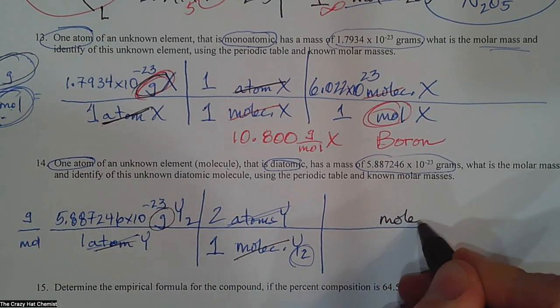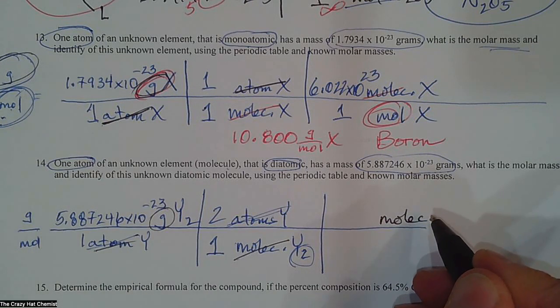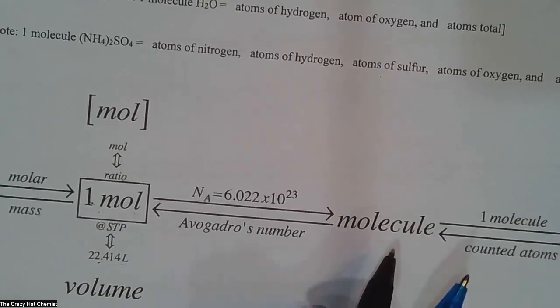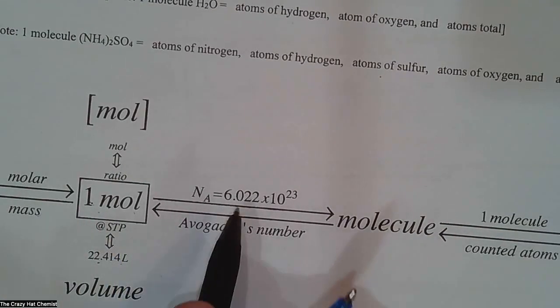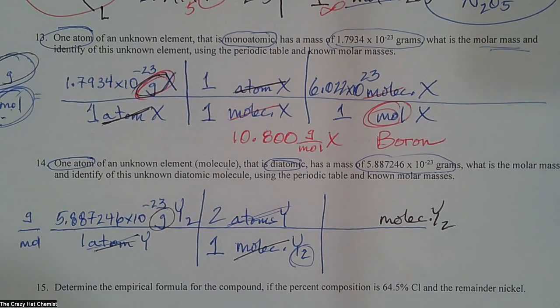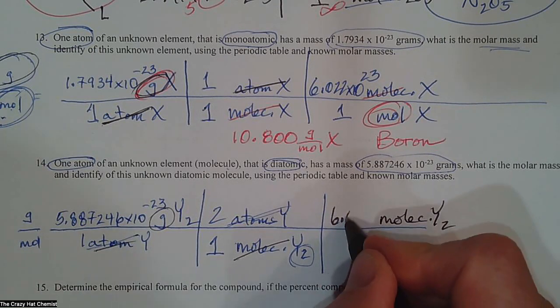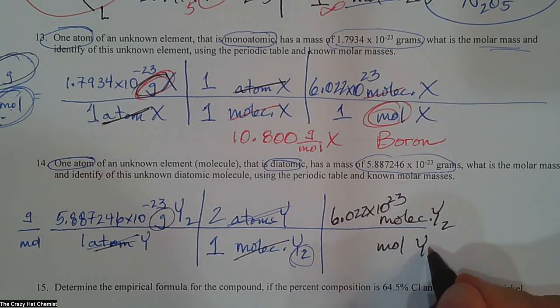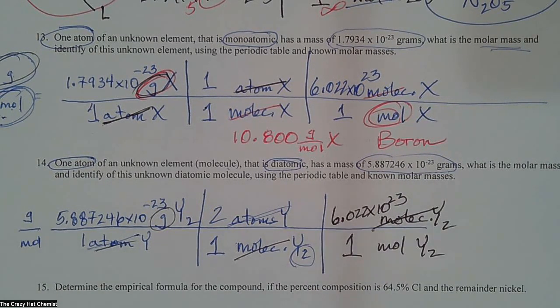So molecules are going to go up here of Y2, and we're going to go from molecules to what? Molecules to moles. Molecules is going to use Avogadro's number, 6.022 times 10 to the 23rd. And moles of Y2, that is going to use the number 1. So now the molecules cancel out. Sweet. Okay, we're going to plug this into our calculator, and then we're going to get the following number.